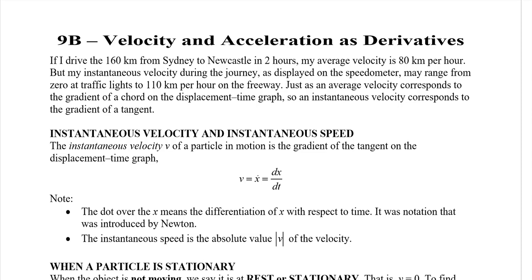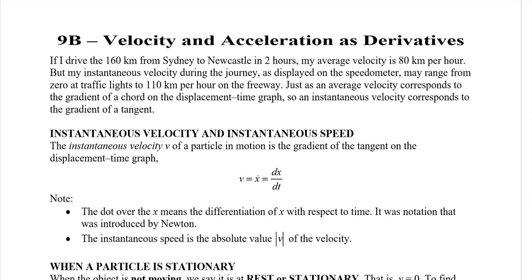If I drive the 160 kilometres from Sydney to Newcastle in 2 hours, my average speed is 80 kilometres per hour. But my instantaneous velocity for the journey, as displayed on my speedometer, may range from 0 if I'm at a traffic light to 110 if I'm on the freeway. Just as an average velocity corresponds to the gradient of a chord on the displacement time graph, so the instantaneous velocity corresponds to the gradient of a tangent.